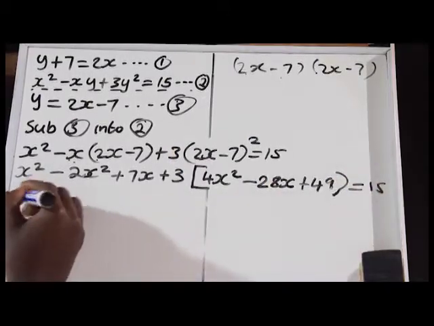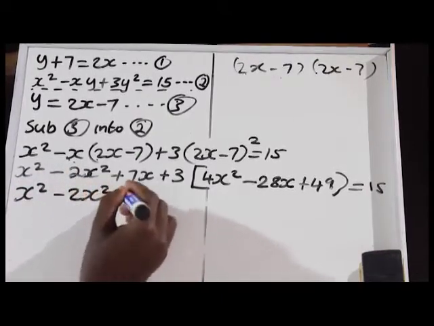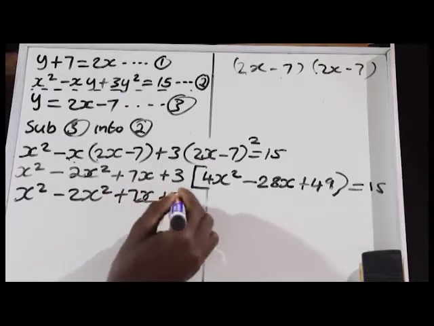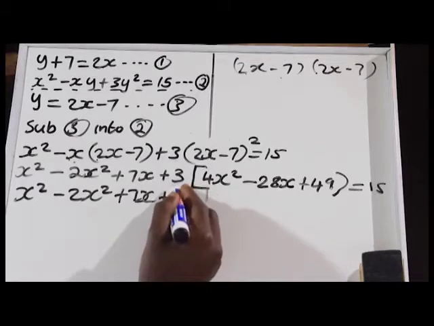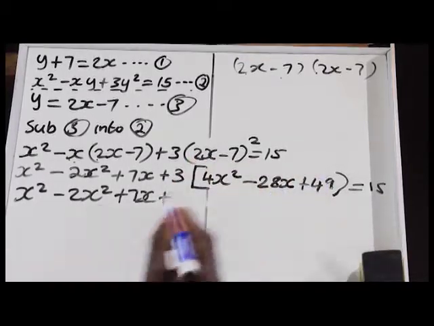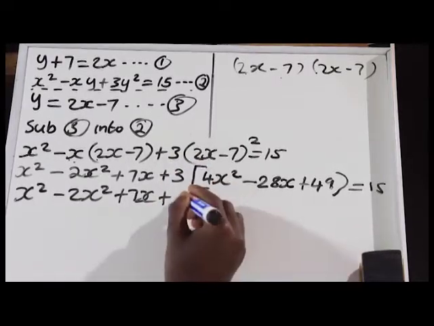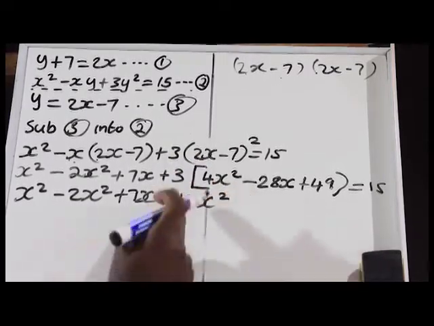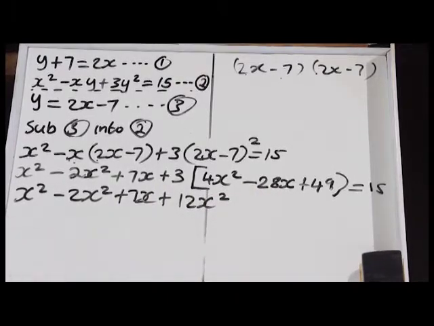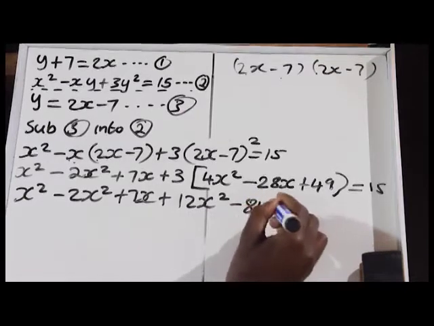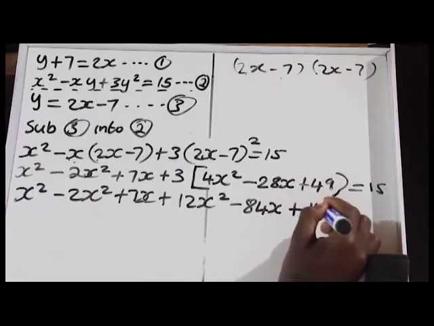Now, guys, we're going to say x squared minus 2x squared plus 7x plus 3. Then if you remove brackets, we multiply the 3 with this. So 3 times 4 gives us 12x squared. Then 3 times negative 28 gives us negative 84x. Then 3 times 49 gives us 147.